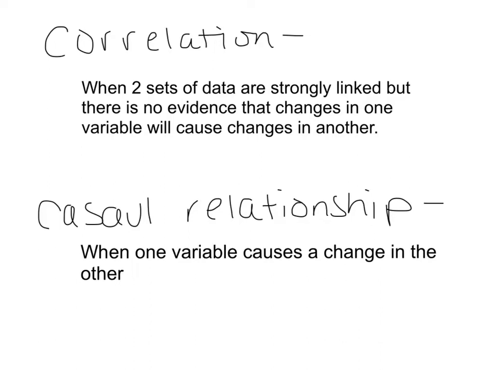A causal relationship, on the other hand, is actually when that one variable causes a change in the other. So, in other words, the amount of food you eat and the number of calories you consume. So you eat more food, the number of calories you consume goes up.